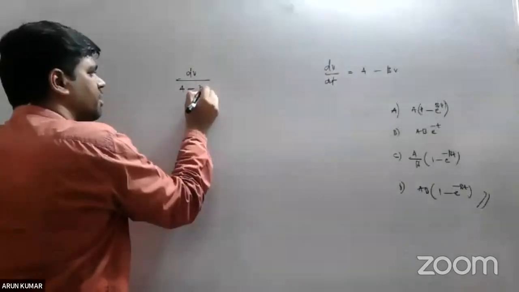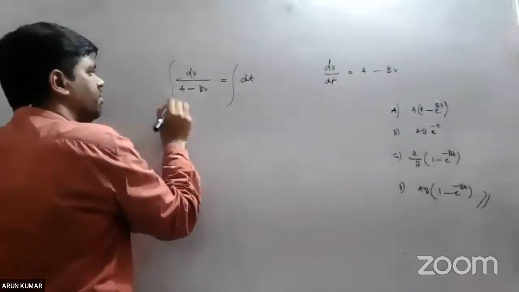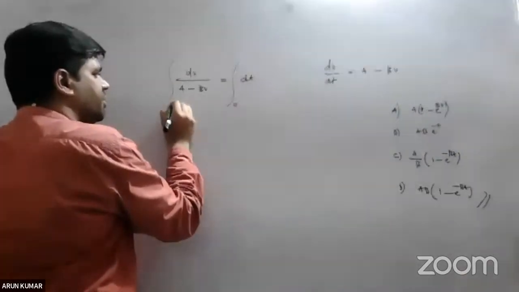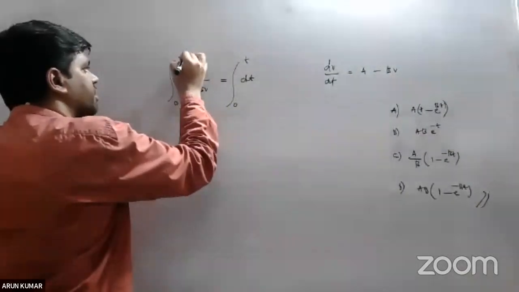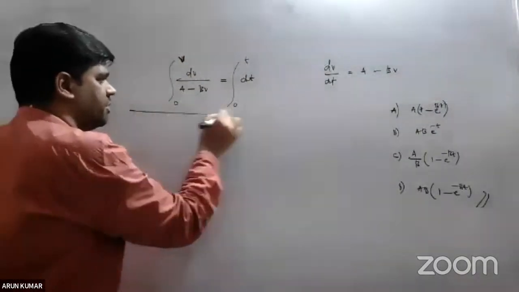dv by a minus bv is equal to dt. I integrate this from, let's say, 0 at t equals 0, to v at time t. It is not from rest. Now, how do I integrate this?